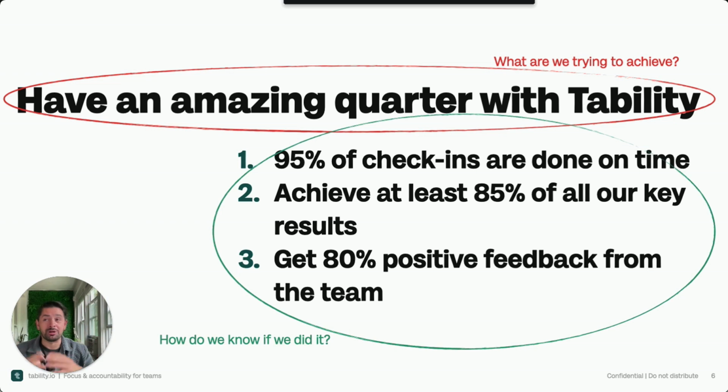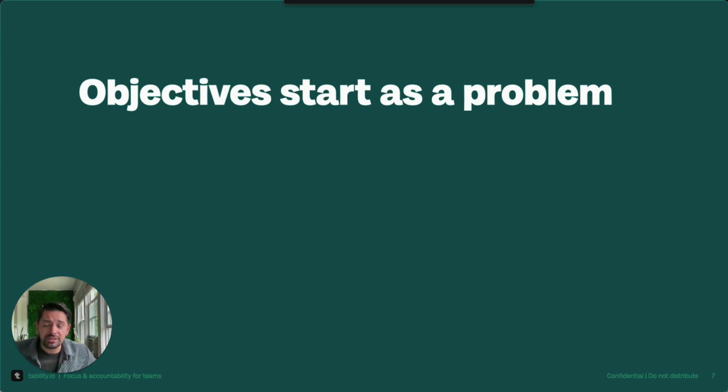So in this example, our objective is to have an amazing quarter with Tability. How can we say that we did that? Well, we've got a couple key results that we would use to measure our progress. Now let's start at those individual pieces. Let's start with objectives. Objectives are the what.